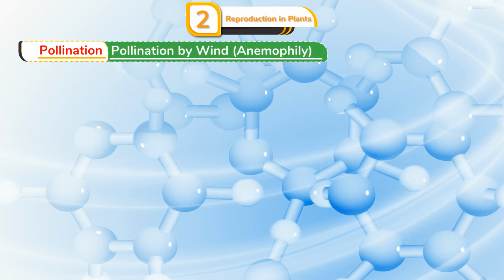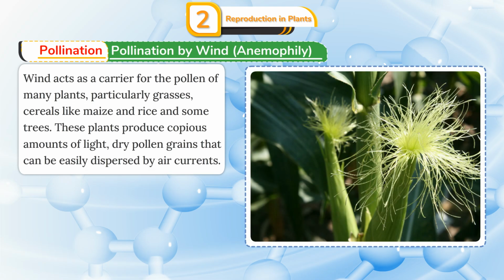Pollination by wind. Anemophily. Wind acts as a carrier for the pollen of many plants, particularly grasses, cereals like maize and rice, and some trees. These plants produce copious amounts of light, dry pollen grains that can be easily dispersed by air currents.